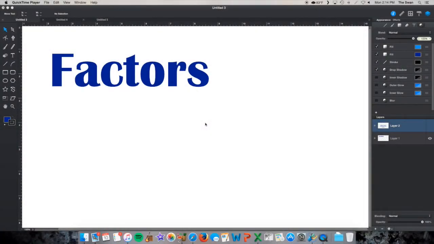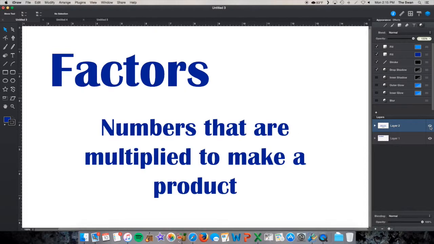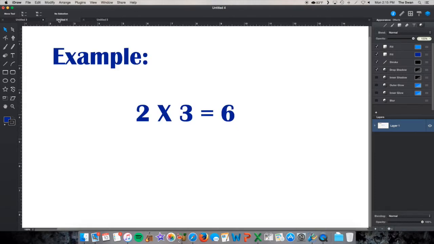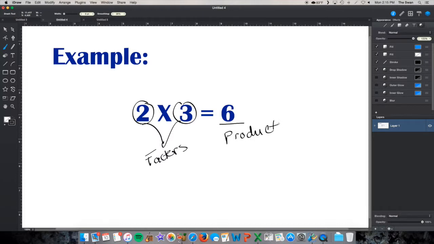Okay, we're going to talk about factors and how to find all the factors for a given number. First, we need to review what a factor is. Factors are numbers that are multiplied to make a product. An example of that is in this equation here, 2 times 3. 2 and 3 are factors. And when you multiply those factors together, they equal the product 6. Remember, a product is the answer to a multiplication equation.